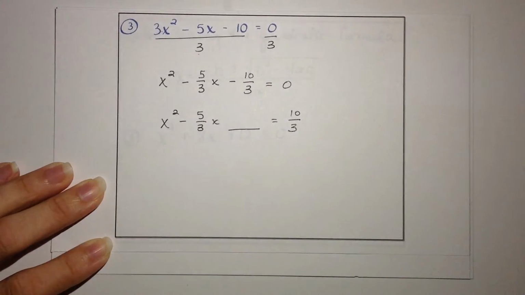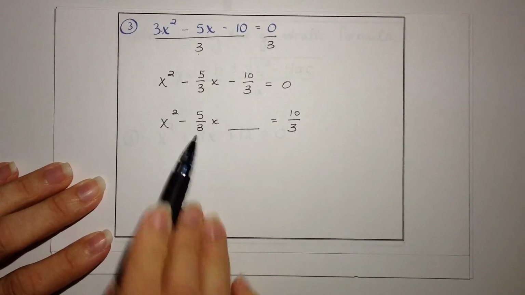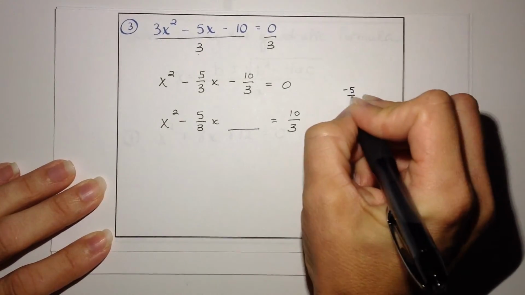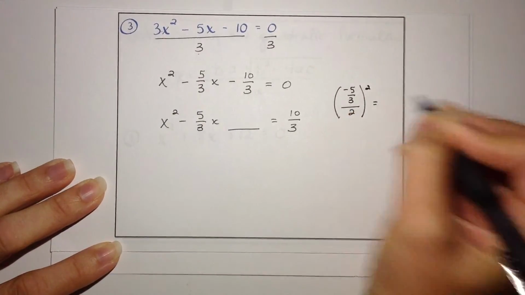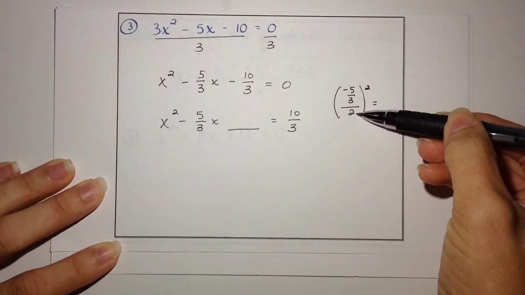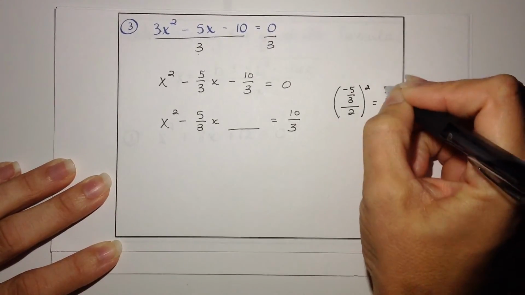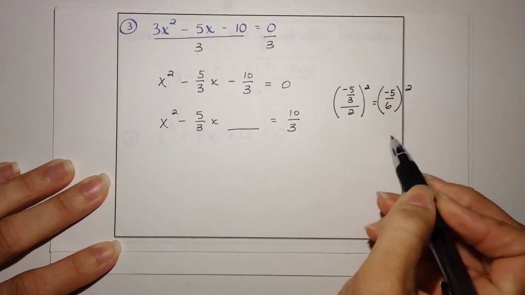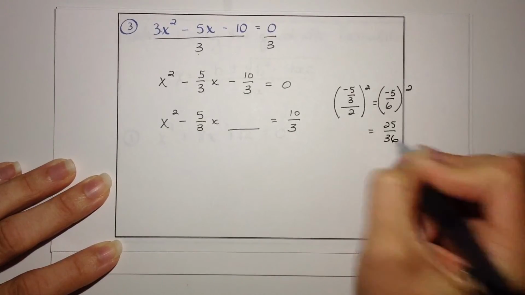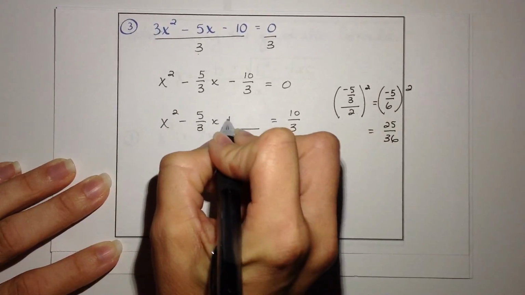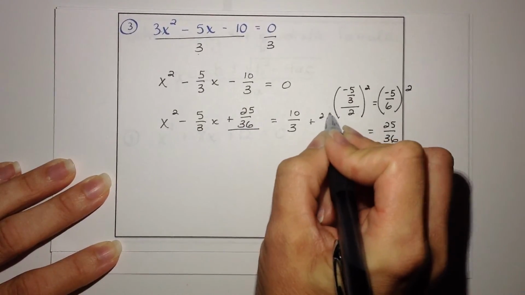So that'll give me equal to a positive 10/3. Okay, my coefficient's negative 5/3, and then I need to take half and square. Alright, so doing the negative 5/3 divided by 2 is going to give me negative 5/6. And then I need to square the negative 5/6, which will give me 25 over 36. So add 25 over 36 on both sides.